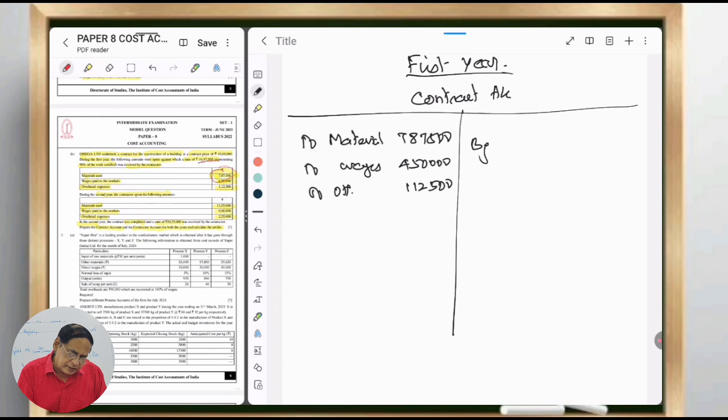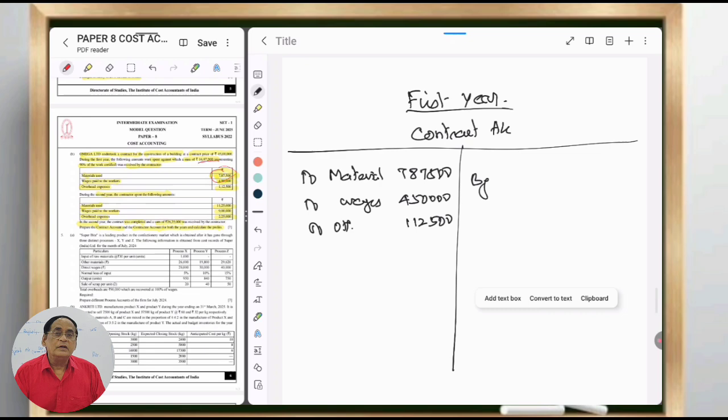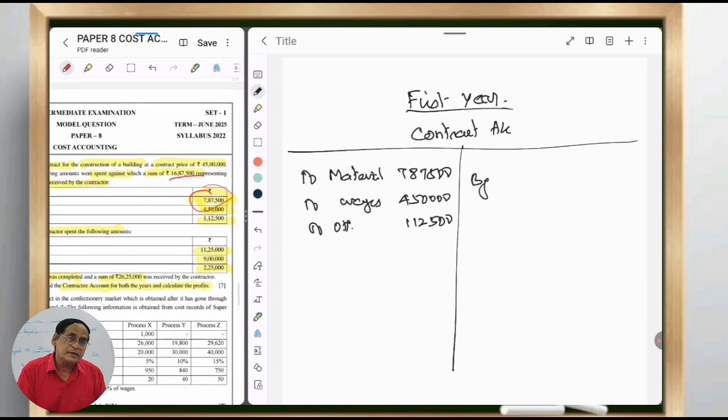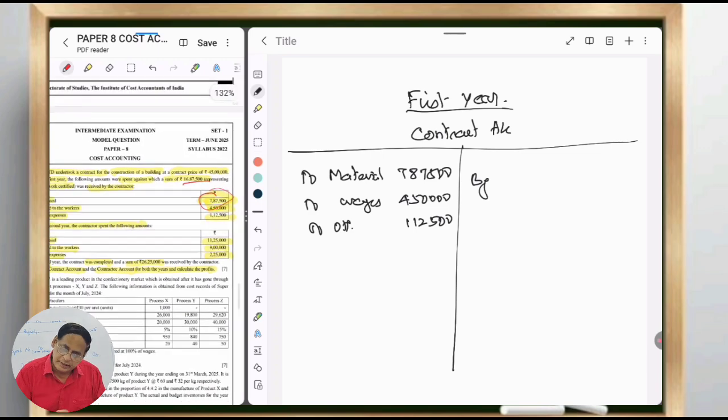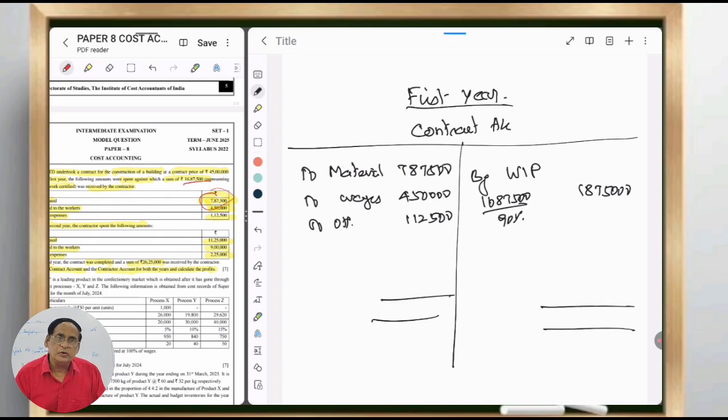So by work in progress, just now we found out how much work in progress, that is 18,75,000, because out of that 90% cash received. If 90% cash received, that amount 16 lakhs 87,500 represents 90%. What should be the 100%? That is the work in progress. So 16 lakhs 87,500 divided by 90%. So the value was 18 lakhs 75,000 work in process. So if we balance, we will find out the notional profit during the first year.